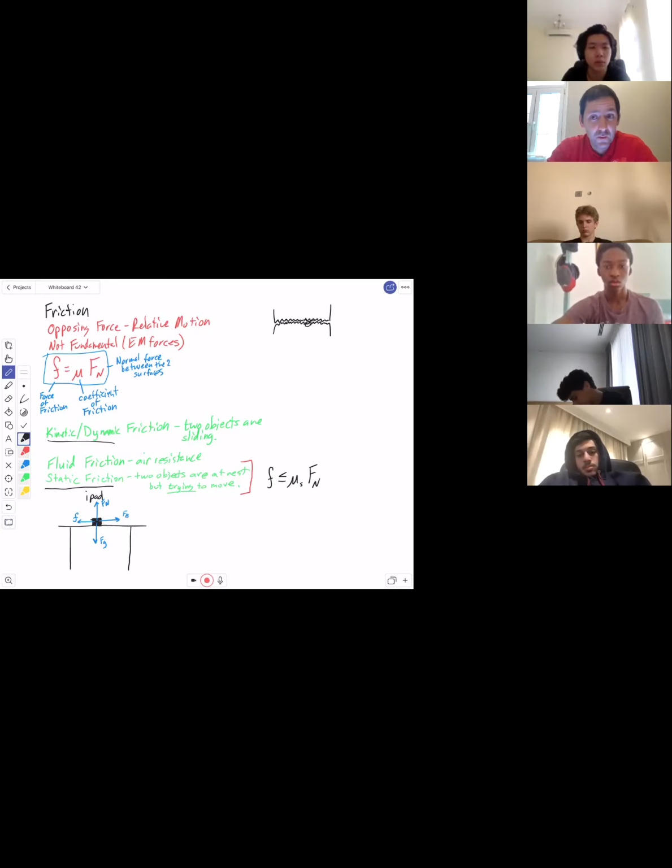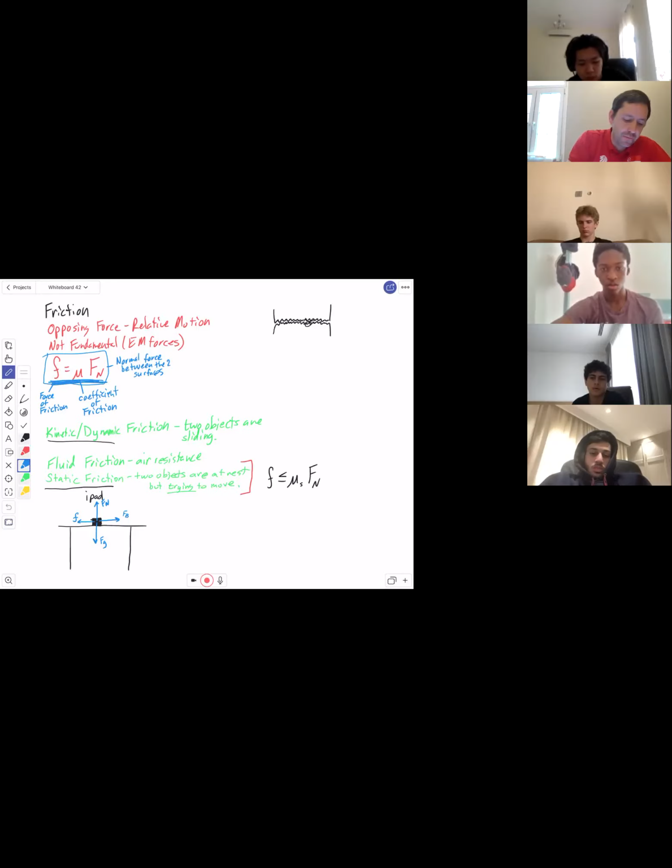Mr. Bauer? What's up, Dan? Why is there no S in the top equation next to the M, but in the bottom one there is? The only reason for that is that the top one is the general equation for friction. The general equation can work for really any type of friction, but this coefficient will change.